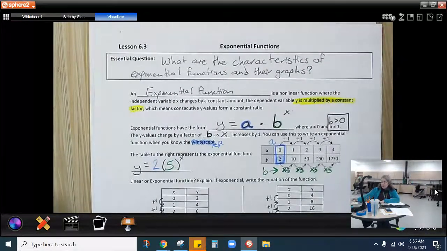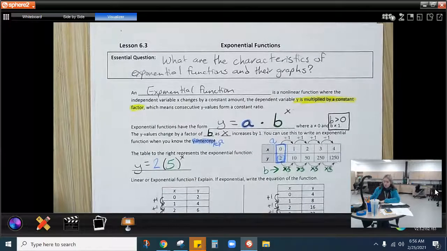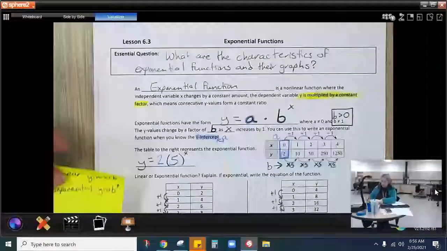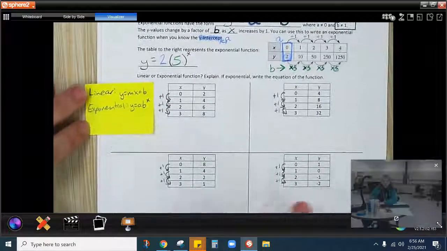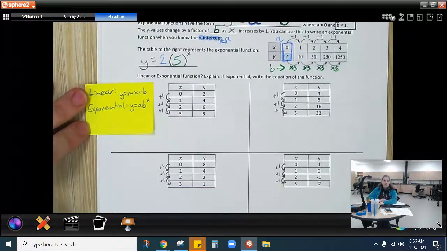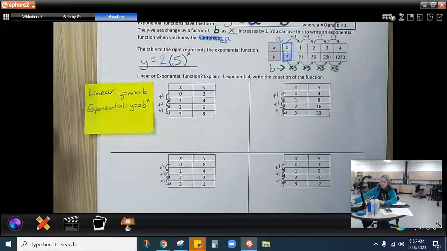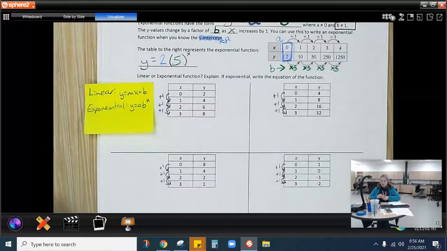So how do we know if it's an exponential or a linear? I want to remind you that we know what a linear is: y equals mx plus b, right? We've seen it many times before. So we're going to look at some of our tables here, and we're going to determine if it is a linear or an exponential. And then we want to write the function.